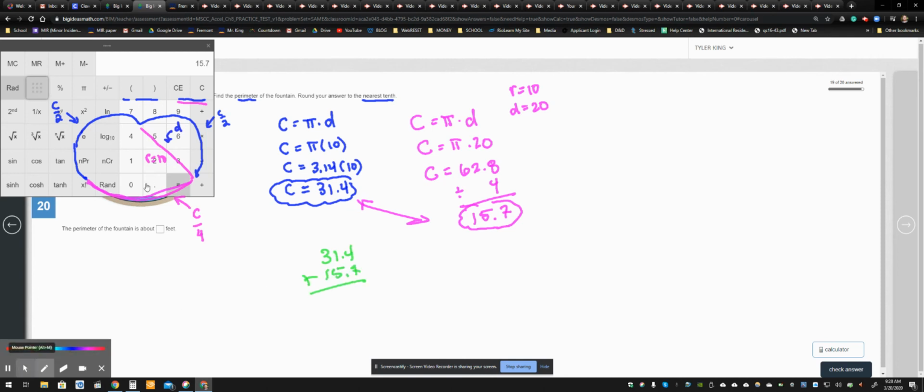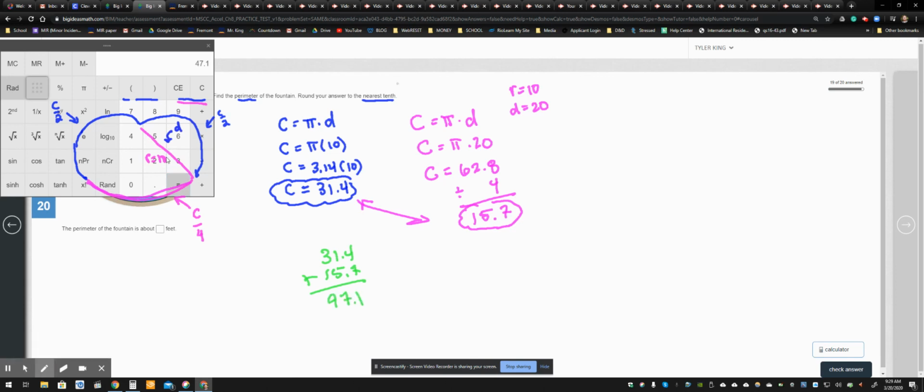And when we do that, we're going to end up with 31.4 plus 15.7. Oh, that should be plus, not minus. I'm not doing this right, but 31.4 plus 15.7 is equal to 47.1.